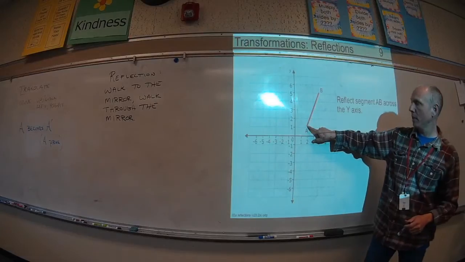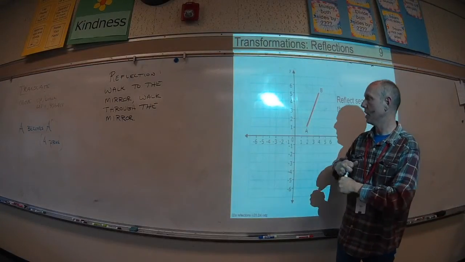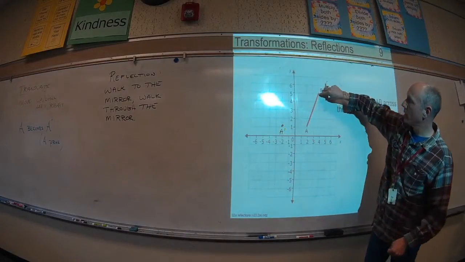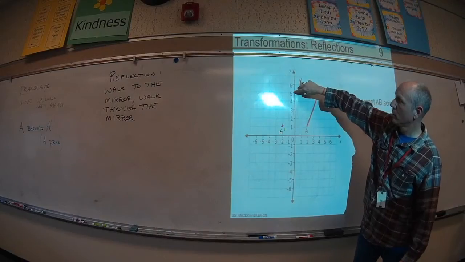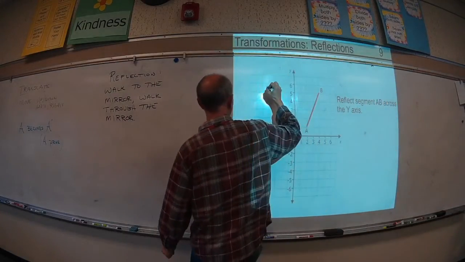Walk to the mirror. Count with me. 1, 2. There it is. What's the name of this? A prime. Walk to the mirror. Count with me. 1, 2, 3, 4. Through the mirror. 1, 2, 3, 4. Name of the point. B prime.